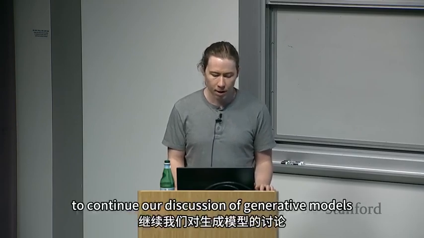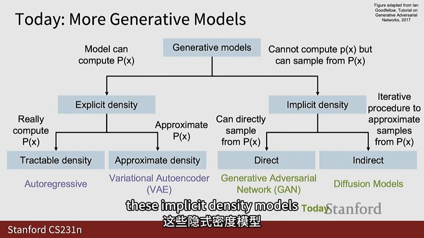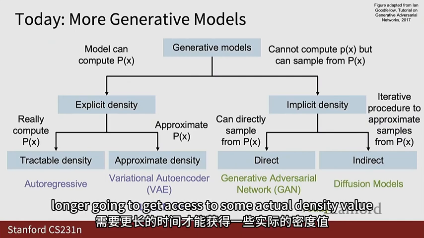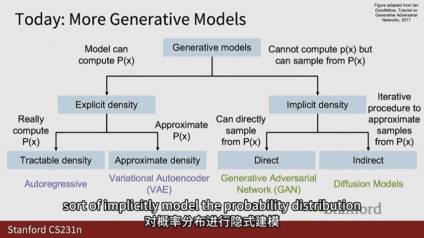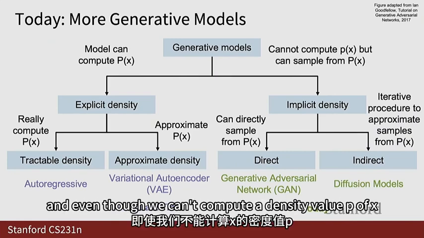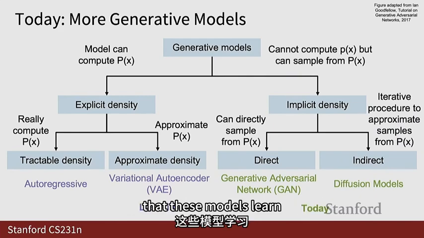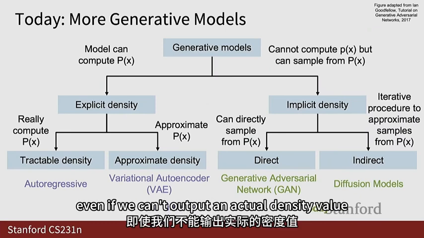So today we're going to continue our discussion of generative models and explore this other half of the family tree, these implicit density models. In implicit density models, we are no longer going to get access to some actual density value p of x, but these models will implicitly model the probability distribution. And even though we can't compute a density value p of x for any piece of data x, we will be able to sample from the underlying distribution that these models learn. So we'll be able to draw samples from the learned distribution, even if we can't output an actual density value.